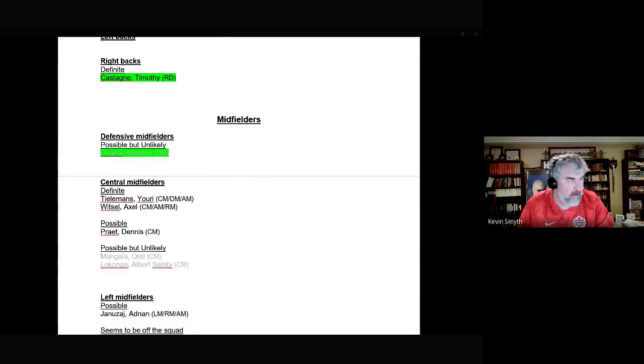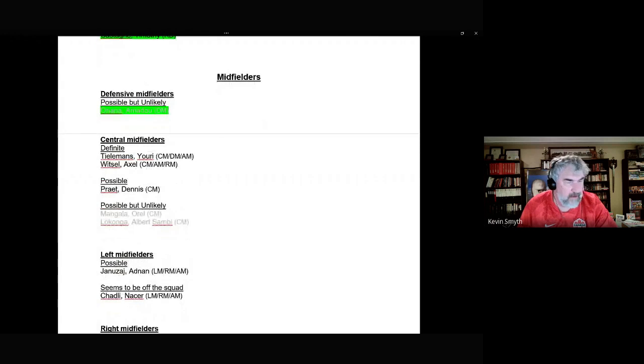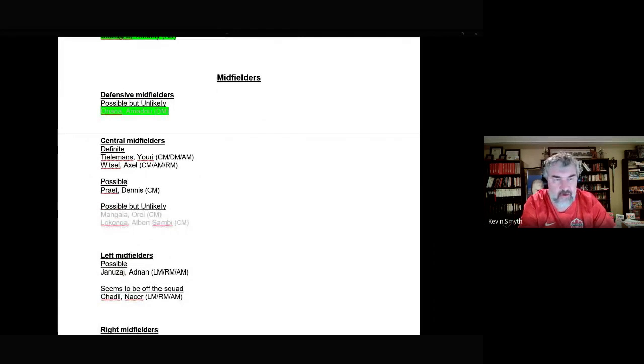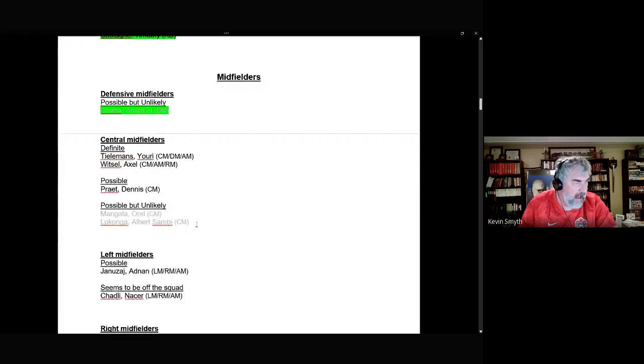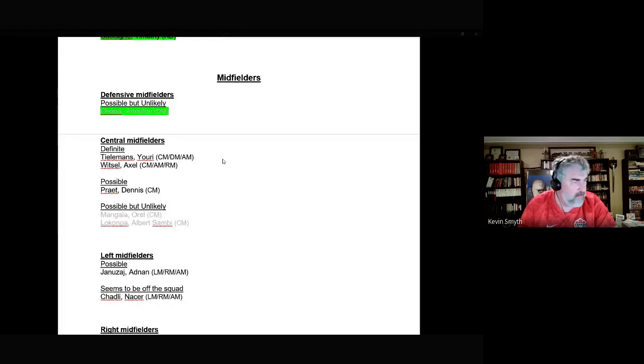So let's move on to central midfielders, where we have many more candidates. Definite candidates Yuri Tielemans and Axel Witsel. Possible candidate Dennis Praet, and possible but unlikely Aurel Mangala and Albert Sambi Lokonga. Okay, let's go to the top.